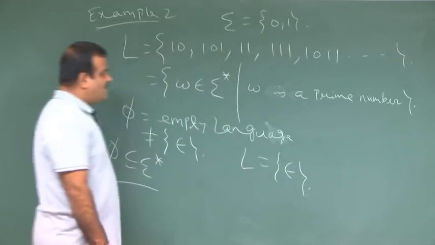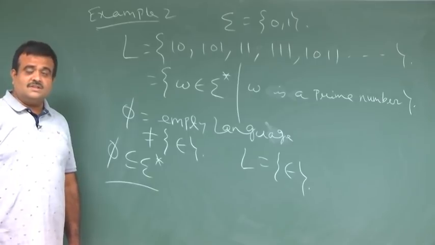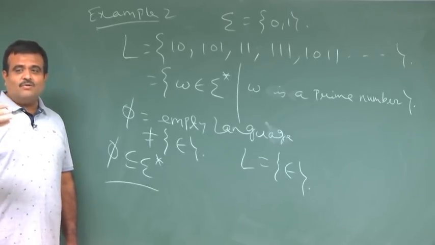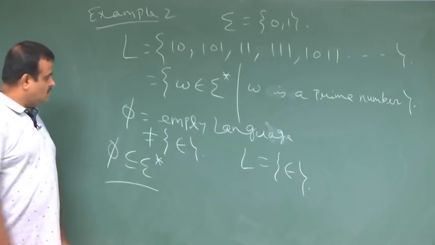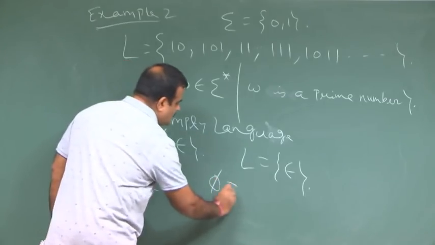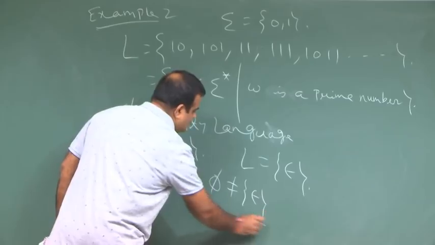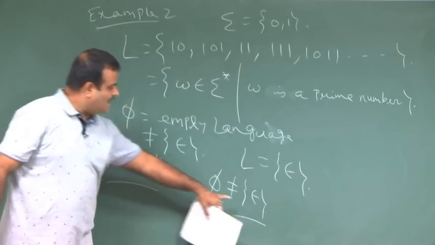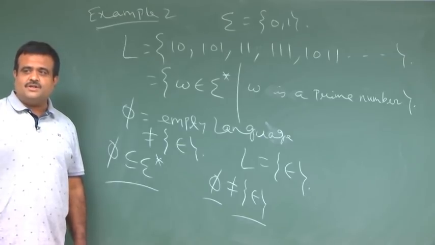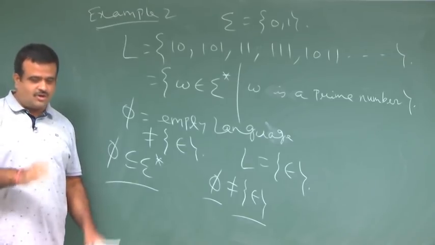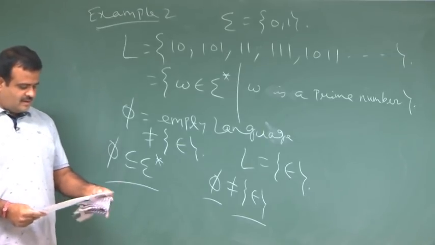this, so this is a language, a language that consists of the empty string. So, these two are not the same. So, phi is not equal to this. Phi is empty, and this is a language that consists of a string with 0 occurrences. So, these two are different, we have to be a little careful about this.